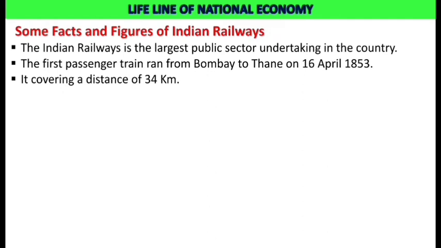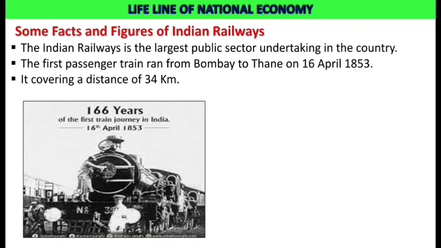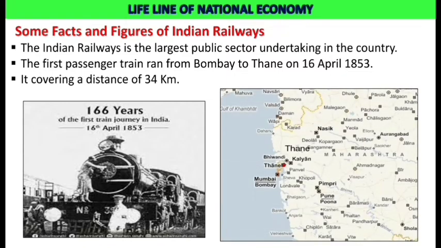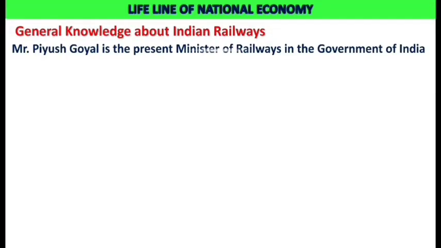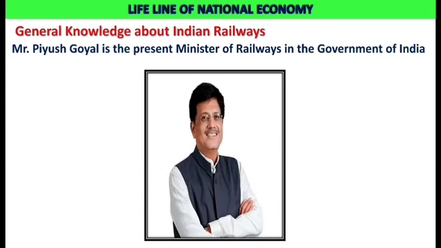The Indian Railway is the largest public sector undertaking in the country. The first passenger train ran from Bombay to Thane on 16 April 1853, covering a distance of 34 km. Mr. Piyush Goyal is the present Minister of Railways in the Government of India. So these are all about the railways. We already discussed the importance, distribution and some facts and problems about the railway lines of India.